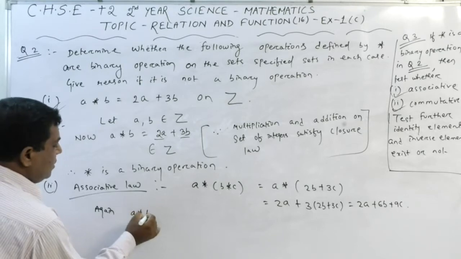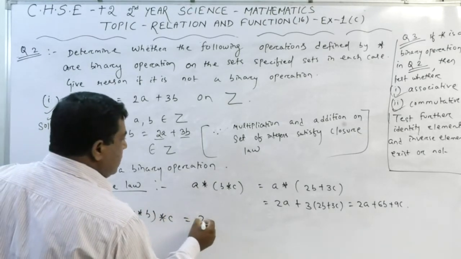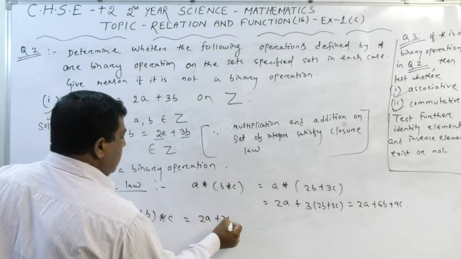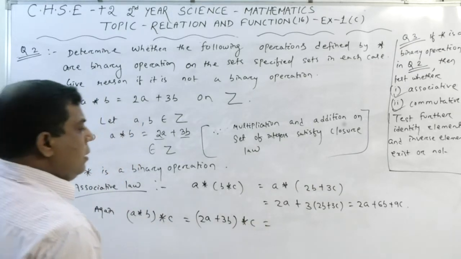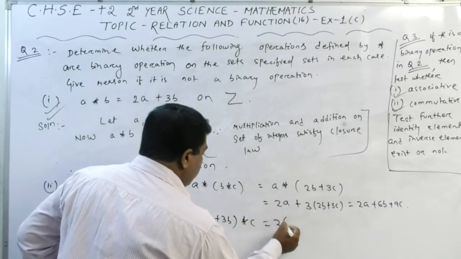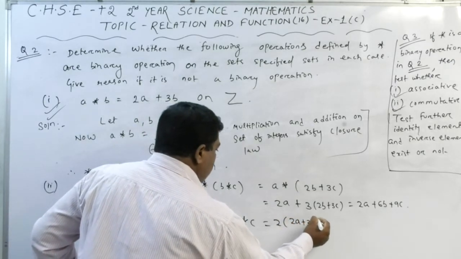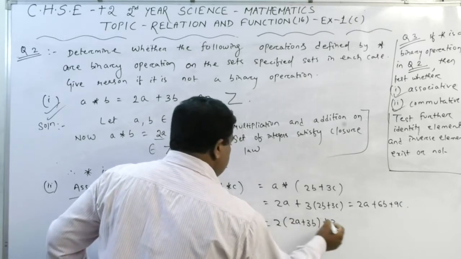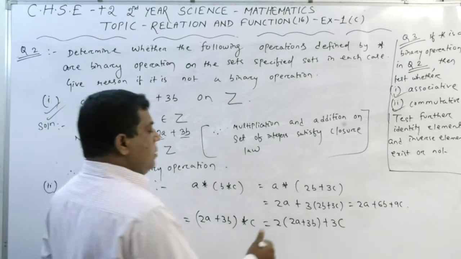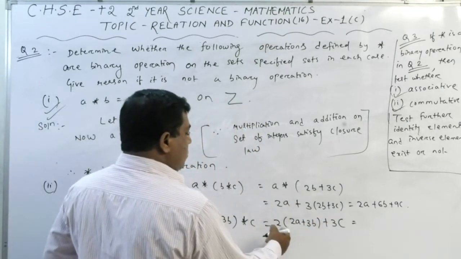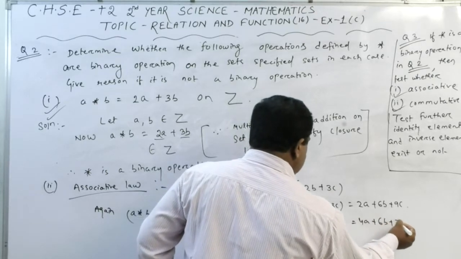(A star B) star C. What it means? What is A star B? It is 2A plus 3B, again star C. So what happened? It is 2 times of this value, first element 2A plus 3B, plus 3 times of the second element 3C. Okay, C is there as the second element. So what we get? It is 4A plus 6B plus 3C.